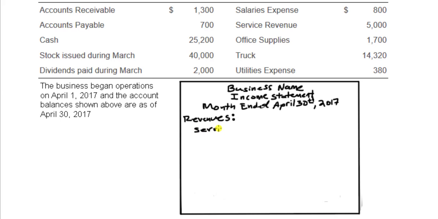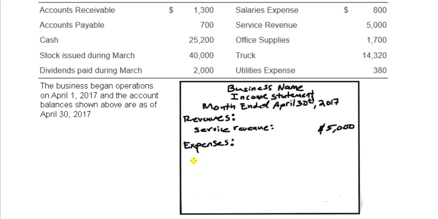So total service revenue was $5,000. Okay. Next line is expenses. Now, like I just said, you will break down expenses into specifics. You want to list your expenses highest first to lowest.